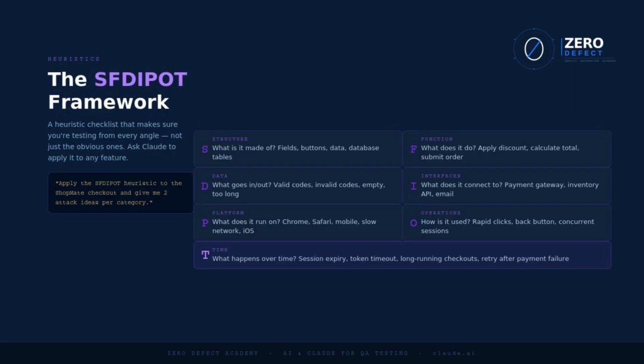The prompt is simple. Apply the SFDIPOT heuristic to this feature and give me 2 attack ideas per category. Claude will fill in every row instantly.